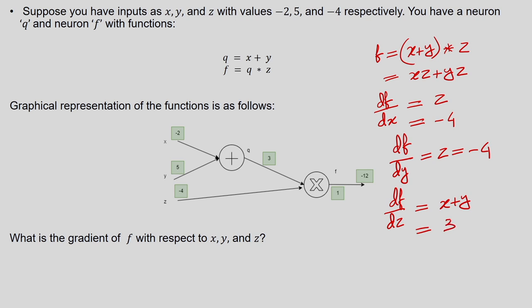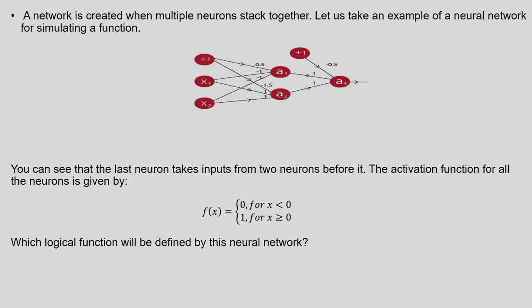So, these are the values of the gradient of f with respect to x, y and z. It will be minus 4, minus 4 and 3. So, let us move to the next question.